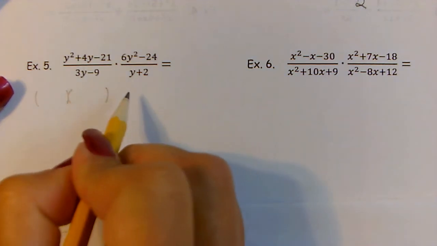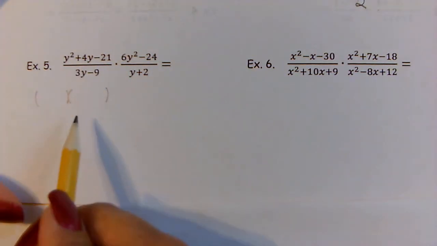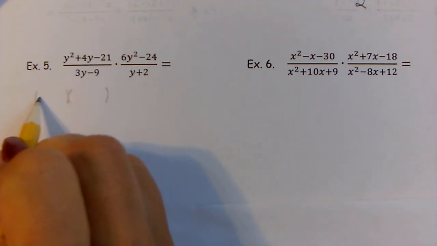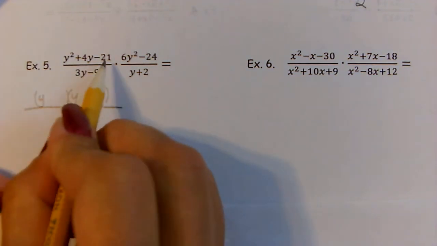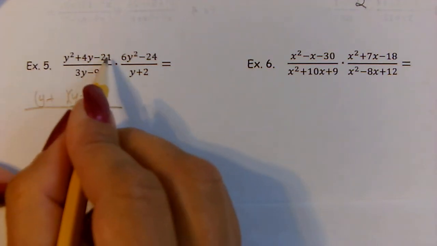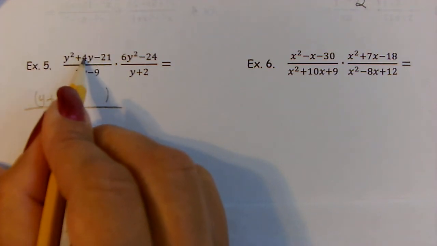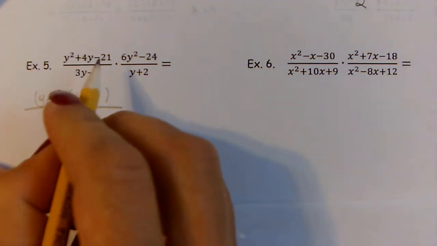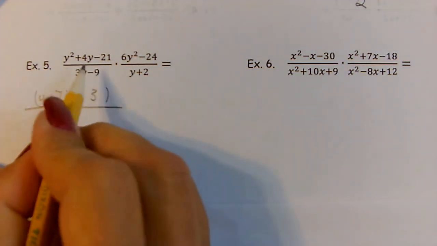2 sets of parentheses. I don't know why my pencil's so light. Break up my y, 1 of each sign. 2 numbers that multiply to 21 that subtract a positive 4. So it's going to be 7 and 3. The 7 has to be the positive because my leftover is positive.